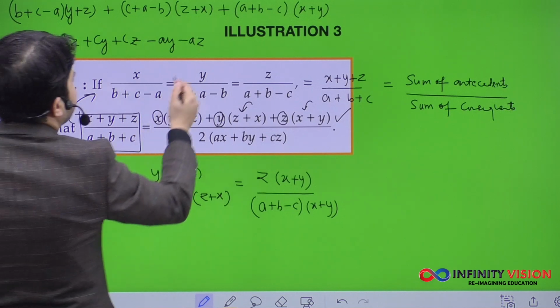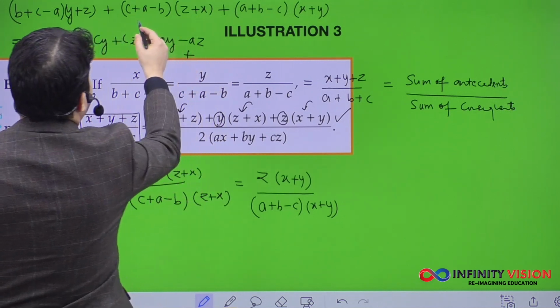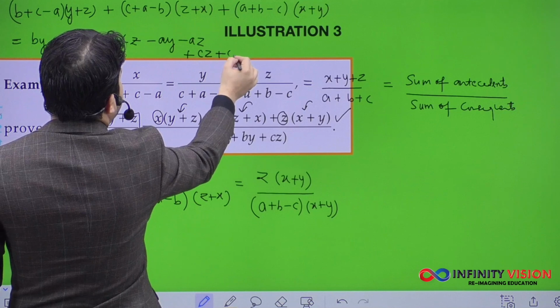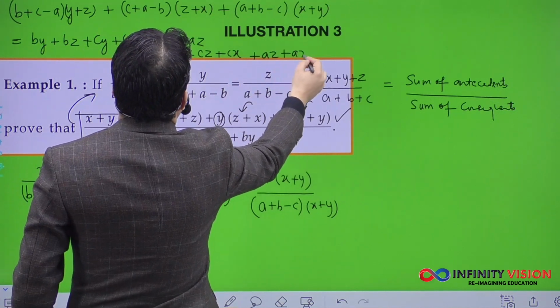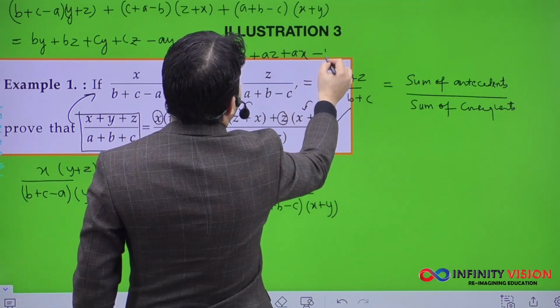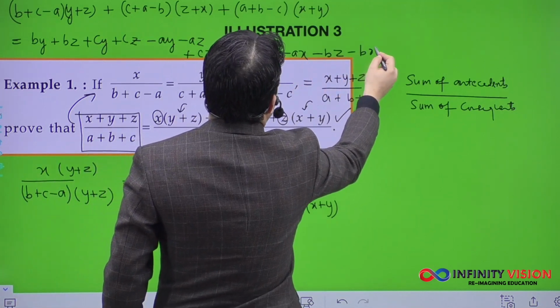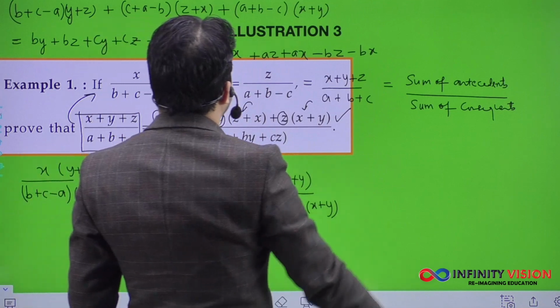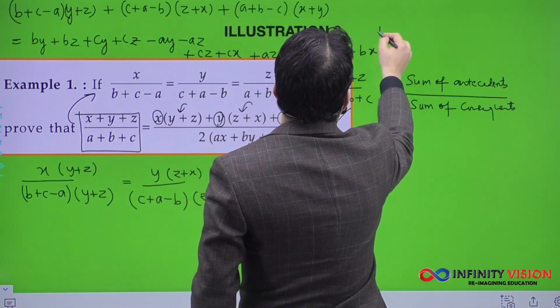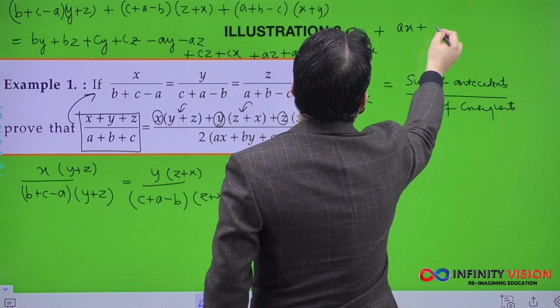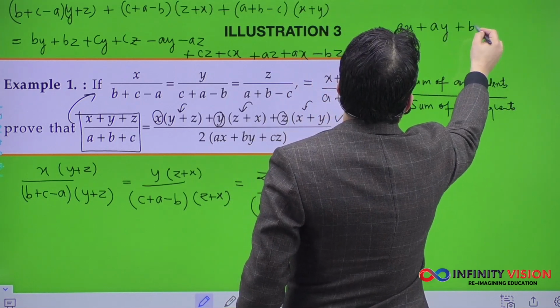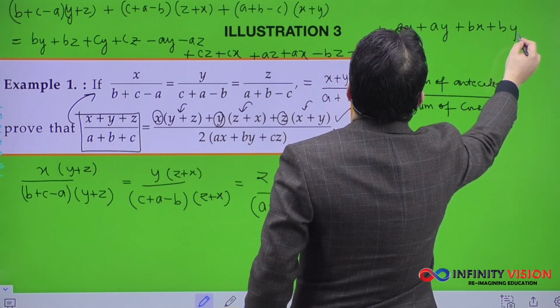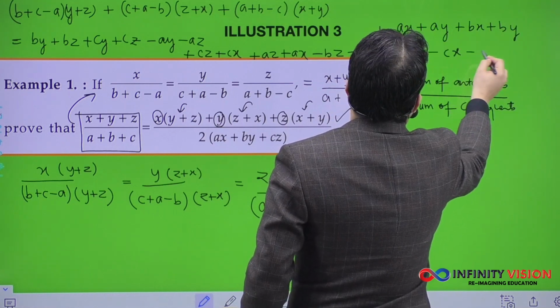Let's look at the second expansion. You have cz plus cx, you have az plus ax, and then you have minus bz minus bx, right? In the same way, the third one you have ax, ay, bx, by, and then you have minus cx minus cy.